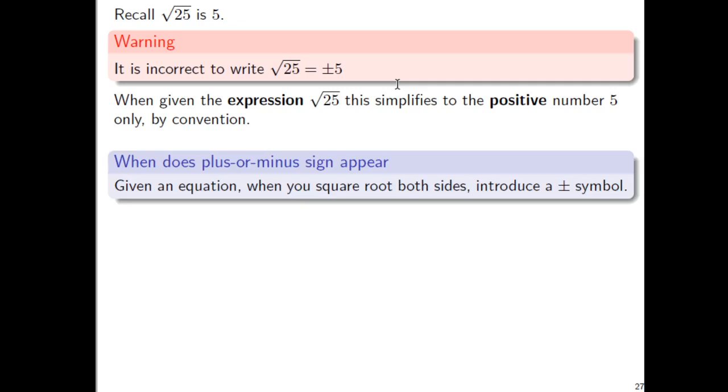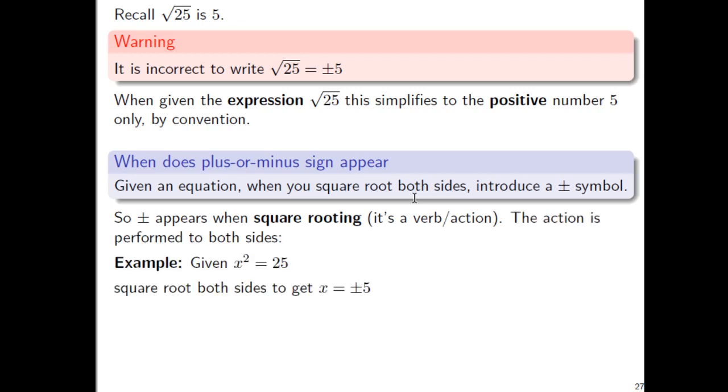So when does the plus or minus sign appear? Well, if you have an equation, sometimes it's convenient to square root both sides, to take that action of applying a square root on both sides of the equation. That's when you introduce this plus or minus symbol. Okay, so plus or minus appears when you're square rooting. It's a verb or an action. So this action is performed to both sides.